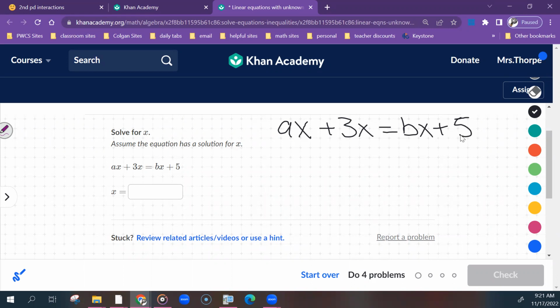Yes. So when you get problems like this, you're going to want to get all of the same variable on the same side. So usually they'll only have one variable, sometimes they'll have multiple. So in this case, we want to get this BX over here. So we're going to subtract. So I'm going to rewrite this, so we have AX plus 3X minus BX equals 5.